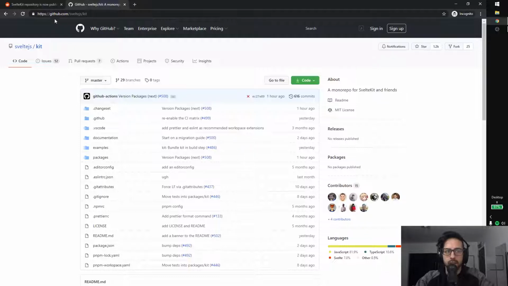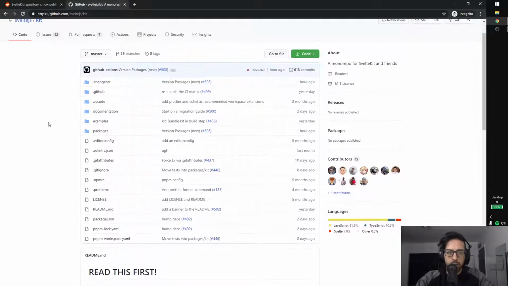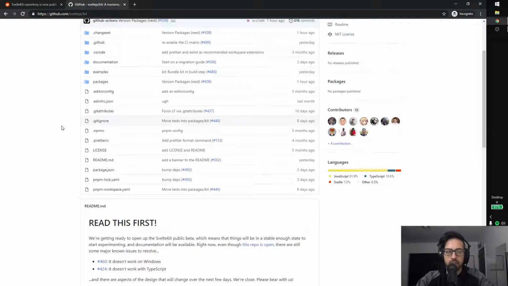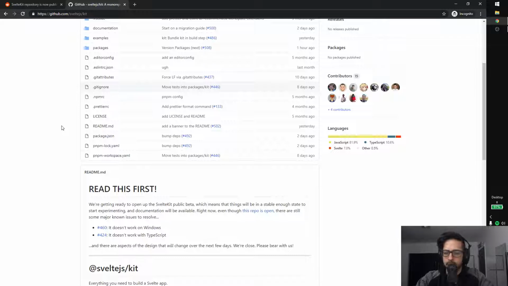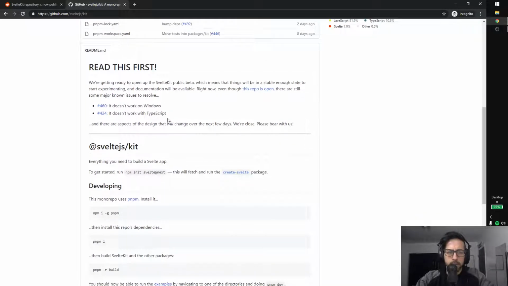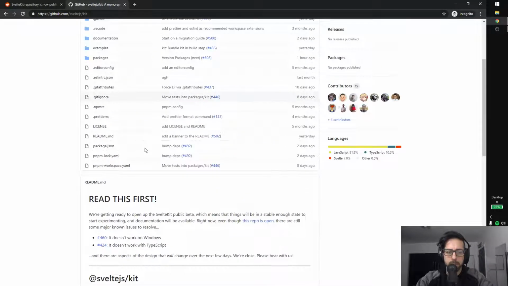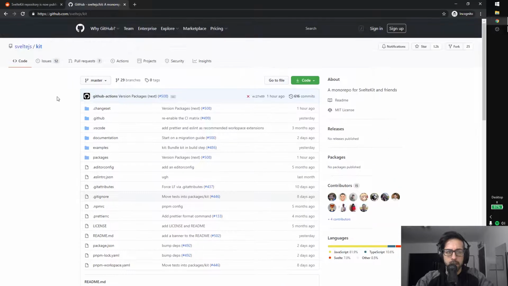So you could see here at github.com/SvelteJS/kit is SvelteKit. And it was released just a day ago or so, maybe 2 days, I believe, at this point. There's some issues here. You can take a look and try and play around with it and dig in. There's some examples. Everything is ready to go.